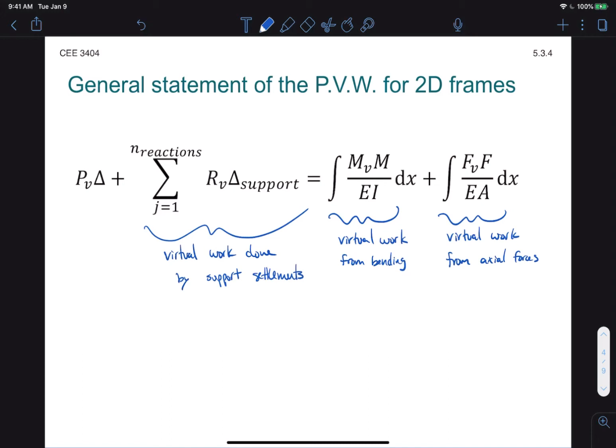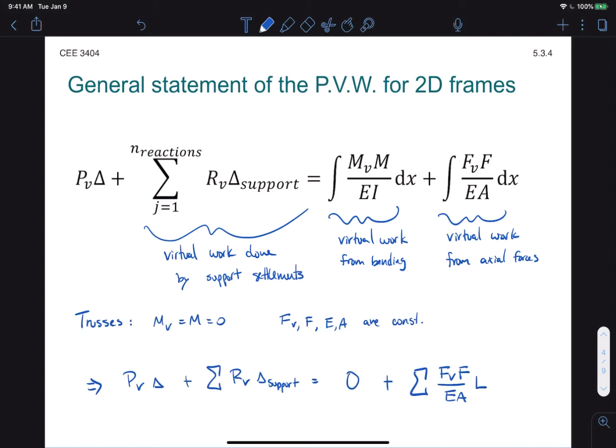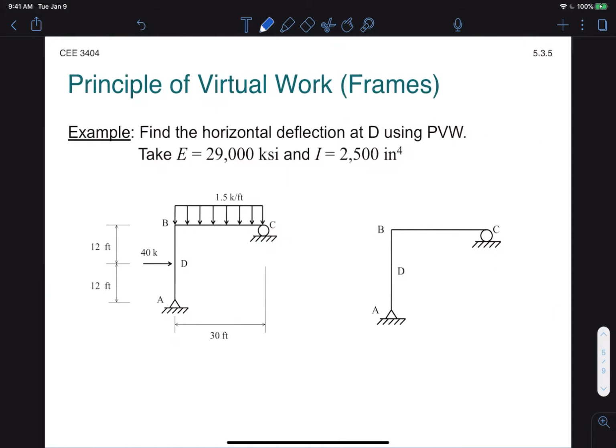And to reiterate the point from the previous slide, if we introduce a couple of simplifications, we can actually just get directly to the equation for virtual work for trusses. So in this case, of course, we have to sum over multiple truss members. So that's all we really need, and we can start on an example.